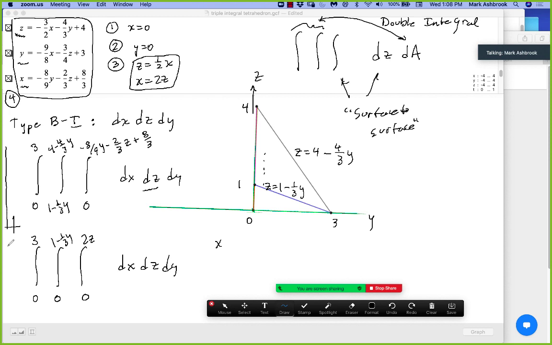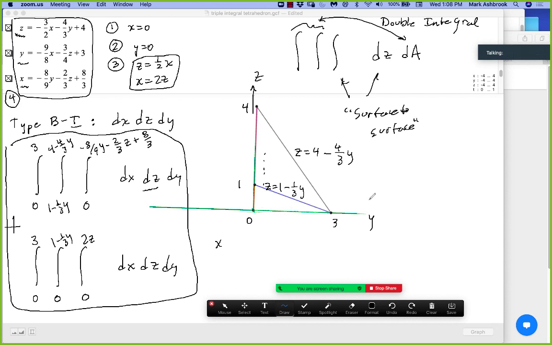Questions on that double integral? So we need to split it up because our front surface was split up. Sometimes it's that, sometimes it's that. Any questions on that one?